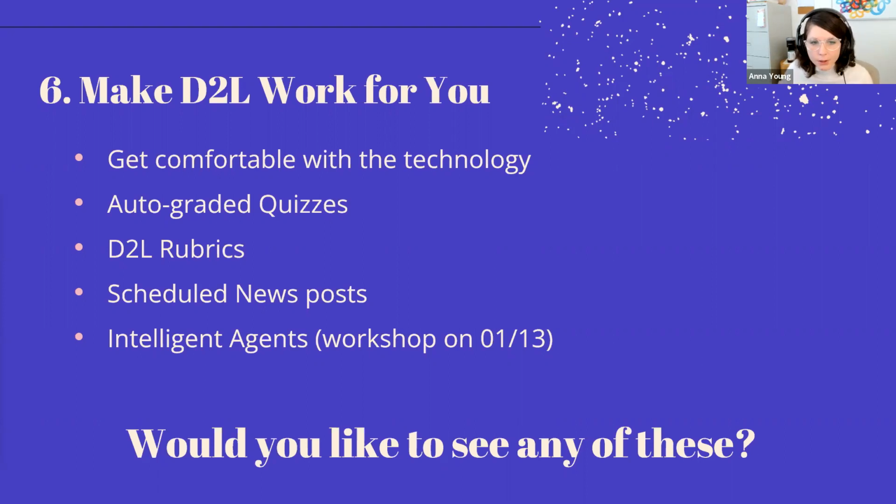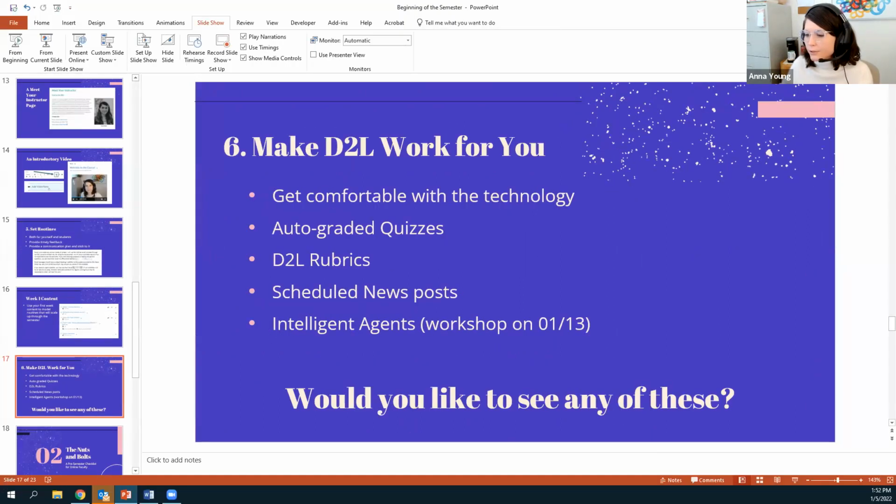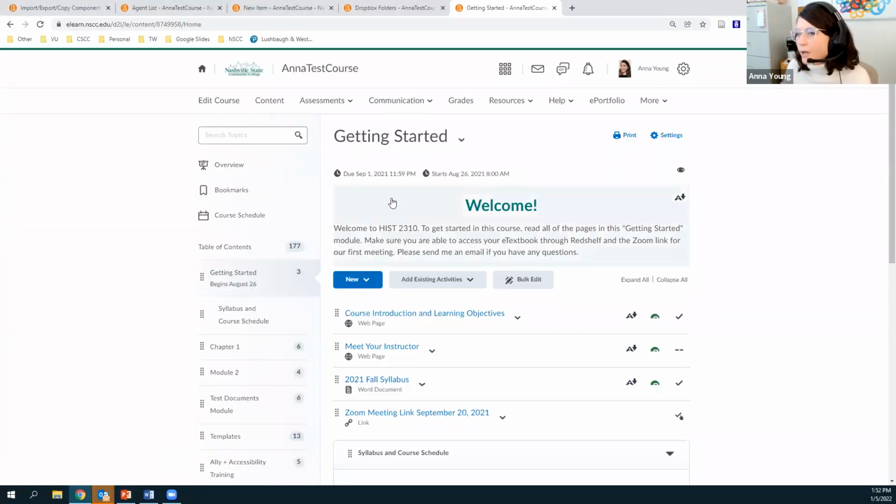Okay, so as promised, if you would like to look at any of these in particular, I know we already had someone mention quick links, so I would like to go over into D2L and take a look at that quickly. But is there anything else in this list that jumps out at you that you would like to at least take a look at in D2L, be it quizzes or rubrics, scheduled news posts, or intelligent agents? Rubrics, excellent. So we are going to change gears a little bit and switch over to the browser to take a look at this live in D2L.